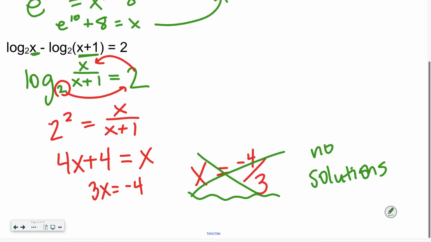Okay? Now, if this were like x plus 2 and x plus 3, we'd be okay with negative 4/3 because negative 4/3 plugged into x plus 2 and x plus 3 would be okay. Okay, but when we plug it into the original, it makes both of those logarithms negative inside.